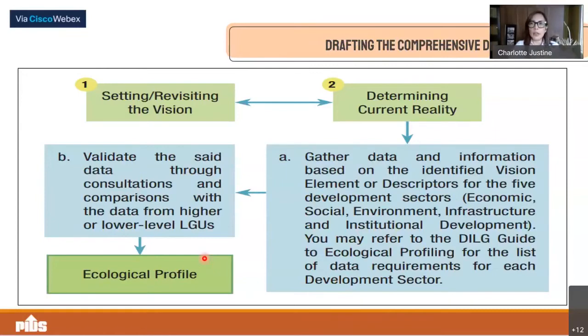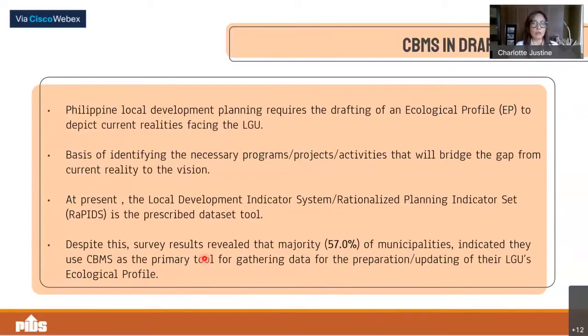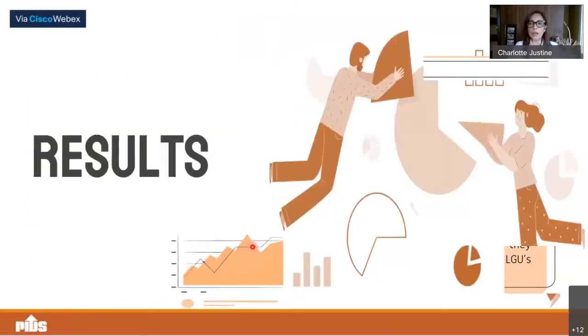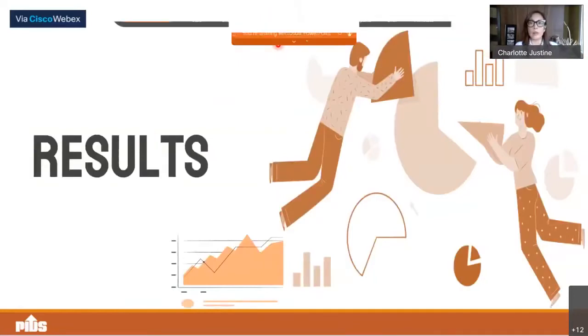So what we found here is that majority of the municipalities we surveyed use the CBMS in identifying the current reality. So as I mentioned, local development planning requires the drafting of an ecological profile to depict current realities facing the LGU. The basis of identifying the necessary programs, projects, and activities that will bridge the gap from current reality to the vision. At present, the LDIS or the RAPIDS is the prescribed data set to be used. However, the survey results revealed that majority of municipalities that we surveyed indicated they use the CBMS as the primary tool for data gathering and in the preparation of their ecological profile. So now our colleague, Kata, will present the results of the study.